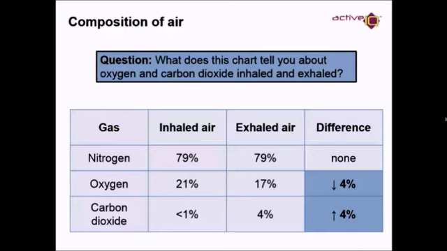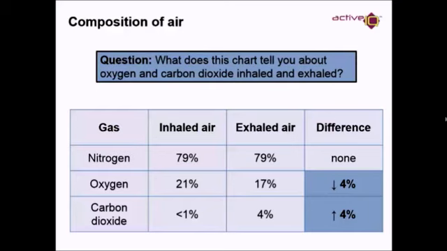We've then got oxygen and carbon dioxide. We know that we have to breathe oxygen in to use it to create energy in the muscles, okay? And we've got carbon dioxide, which is a waste product of us using oxygen to create energy, so we have to get rid of that. And 21% of the air that we breathe in is made of oxygen, and 17% that we breathe out, that's what's left of the oxygen.